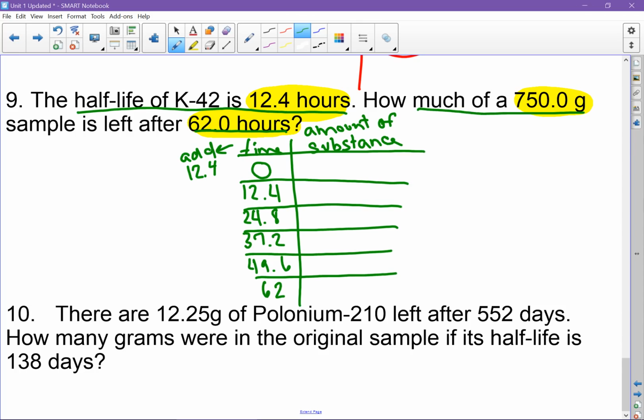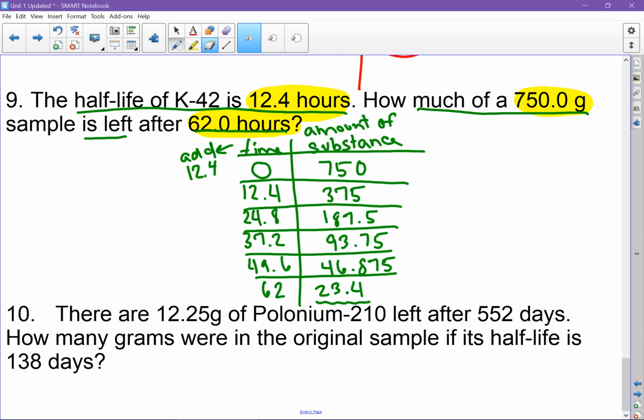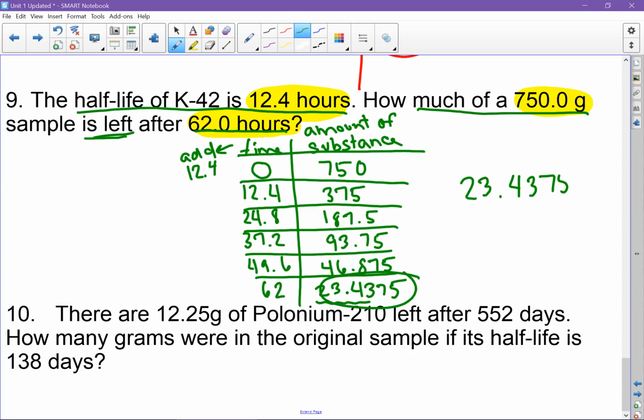So it says how much of that sample was left. That means we started with this 750, and we're looking for the amount down here at the end. So you're just going to take that number and divide it in half all the way down. Divide by 2 each time. Divide in half again. Divide in half again. Divide in half one more time. Okay, so the question of how much of the sample is left, it is this amount. So our answer is 23.4375 grams. That's how much stuff is left after the decay happens.